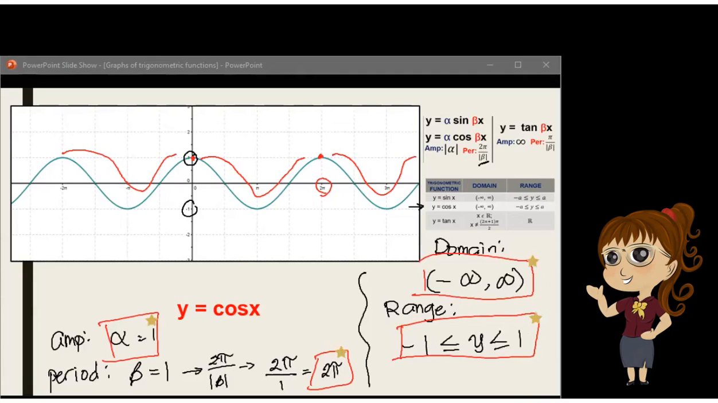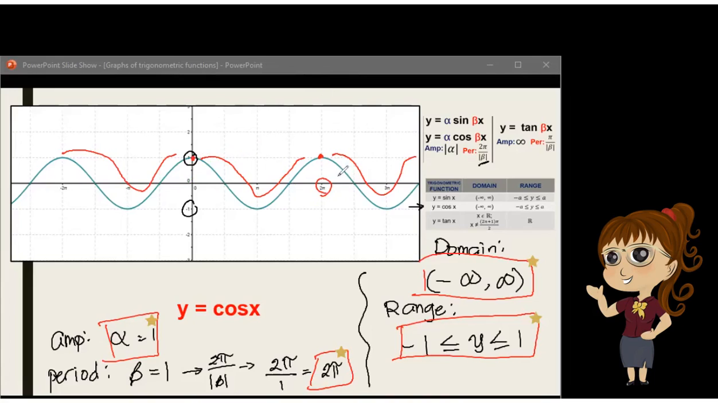Yes, it's very similar to the graph of sine. But if you notice the difference, this time, our graph started with 1. A while ago, our graph usually started with 0. Our sine function earlier had a graph like this. Our cosine starts at 1. So that's the main difference.